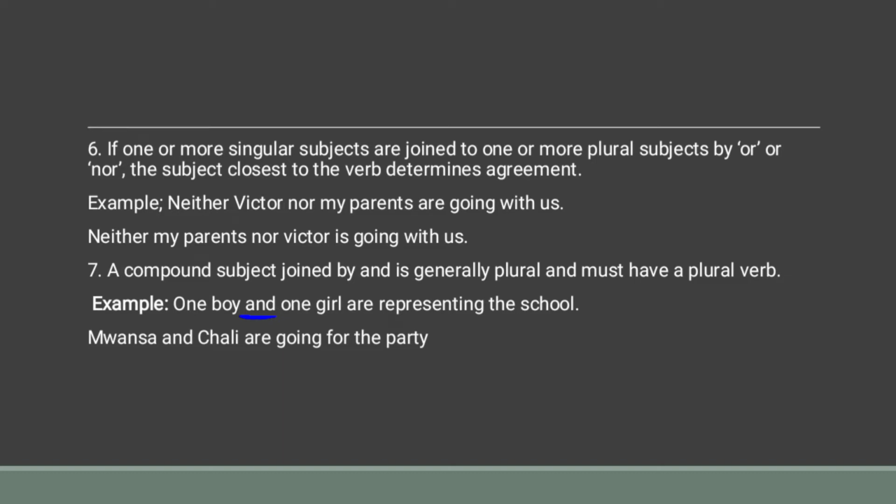I can also explain on this one: both. When you use both, you need to use a plural verb. So in this case, when I use both, I can say both Mwansa and Charlie are going for the party, because both expresses a compound subject. Both works in the same way as what? And.